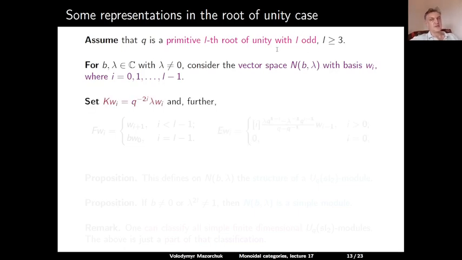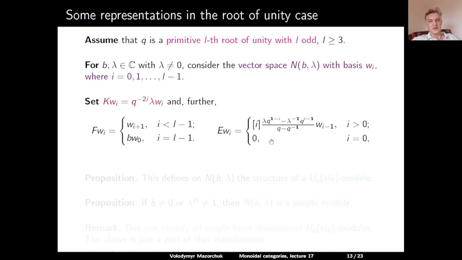And now we define on this N_{b,lambda} the structure of a U_q module. So the v_i's are eigenvectors for K with the eigenvalue q to the power minus 2i times lambda. F operates in this basis as follows. F applied to v_i is v_{i+1}, if i is smaller than l minus 1, and F applied to v_{l-1} is b times v_0. So now we have some kind of cyclic action, and then in one of the elements we have this additional factor b.